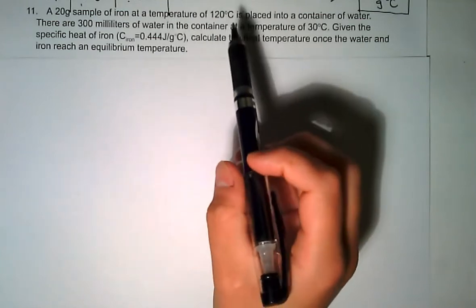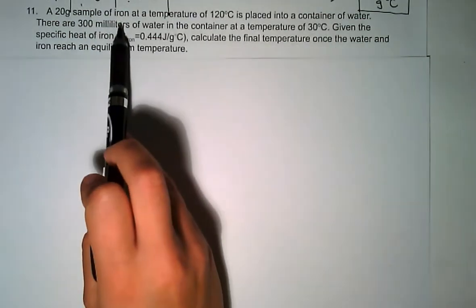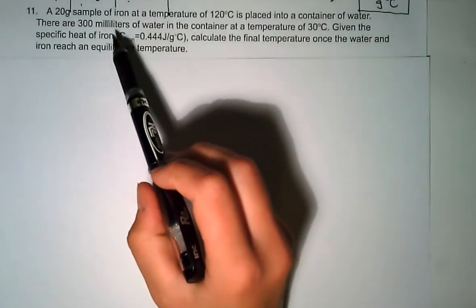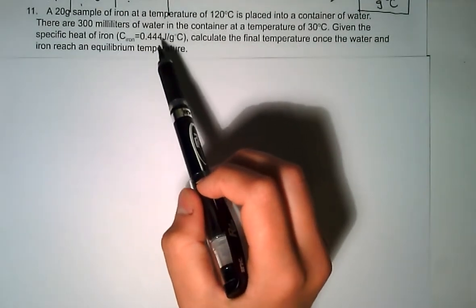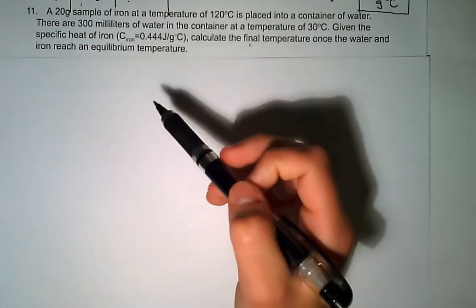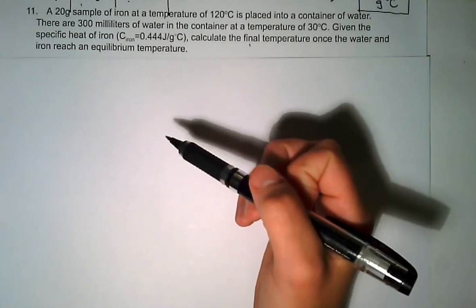So this is another calorimetry problem. We have a metal being put in a container of water, and we're actually already given the specific heat of the iron. It's asking us to calculate the final temperature. I'm just going to warn you, this is going to take a lot of algebra here.